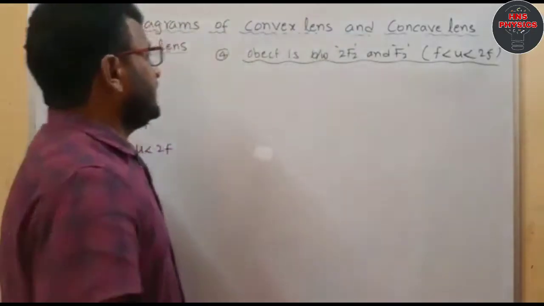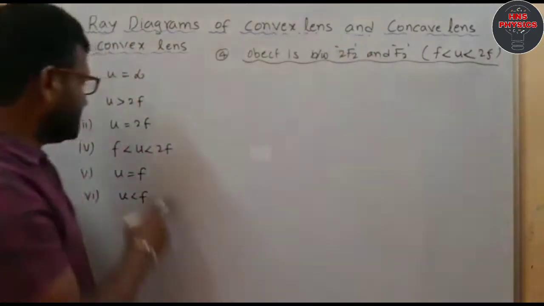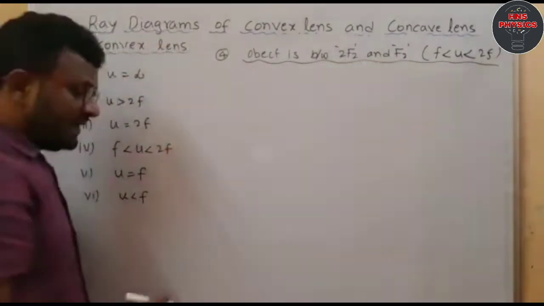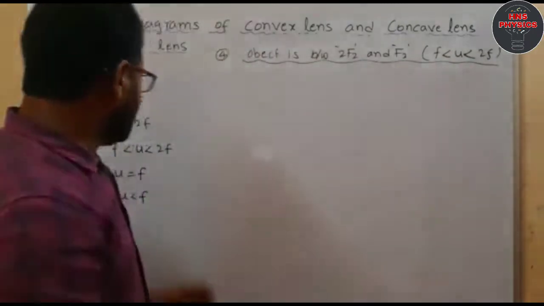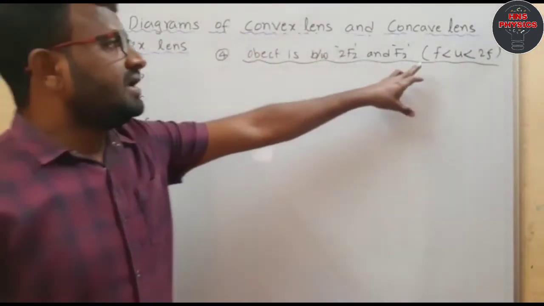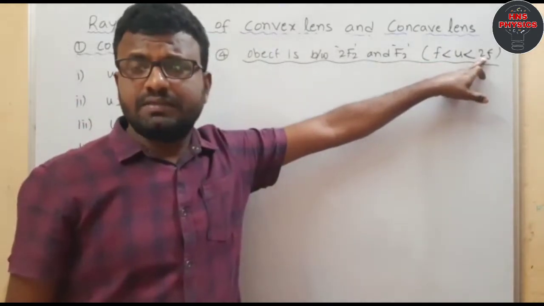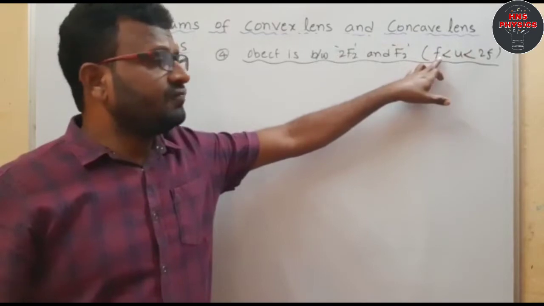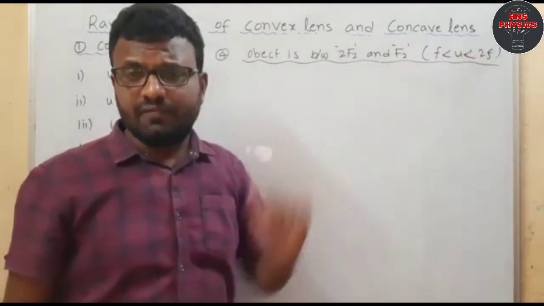Now the fourth one. Here the object is placed between 2f2 and f2. That means here the object distance from the lens is greater than the focal length and less than double the focal length.